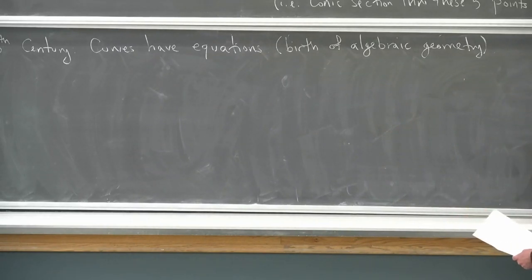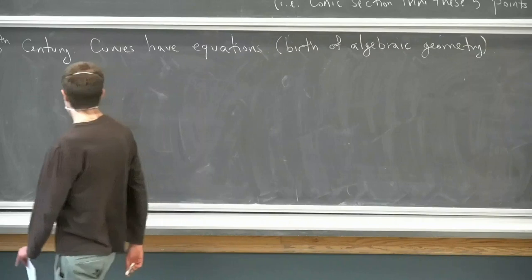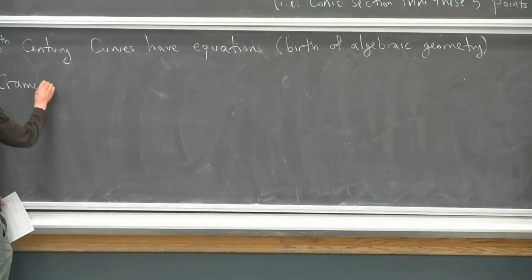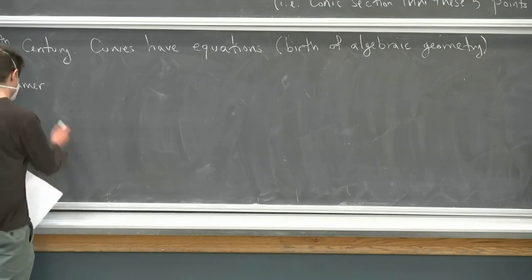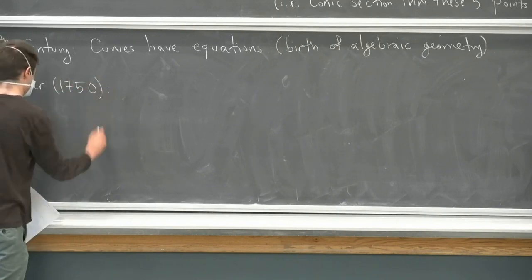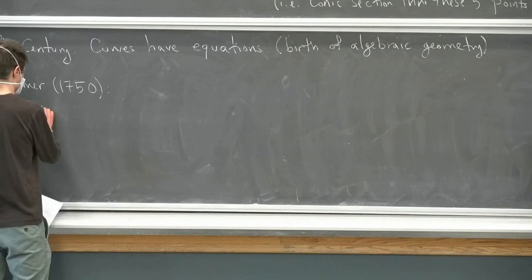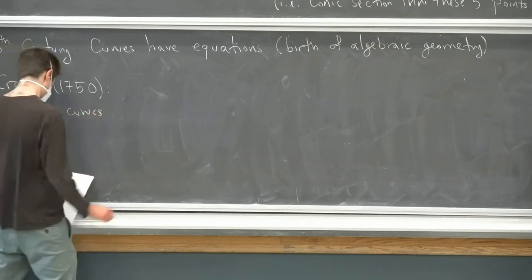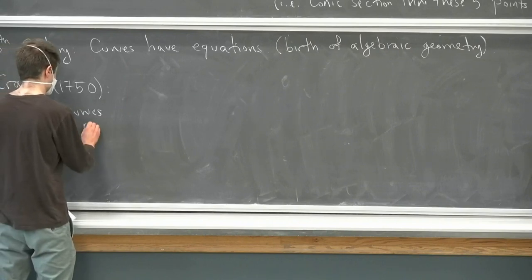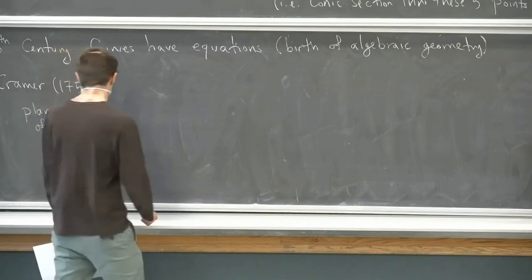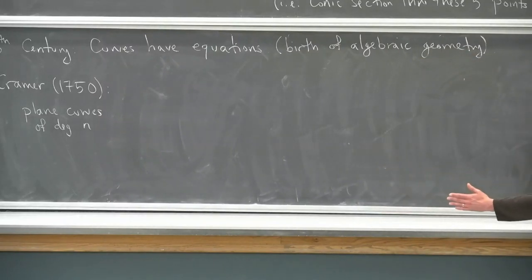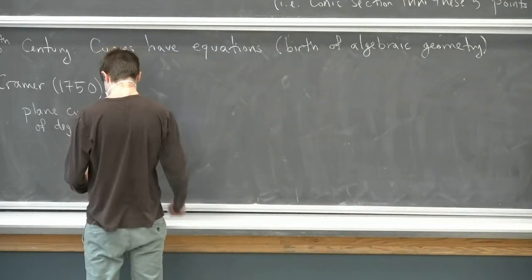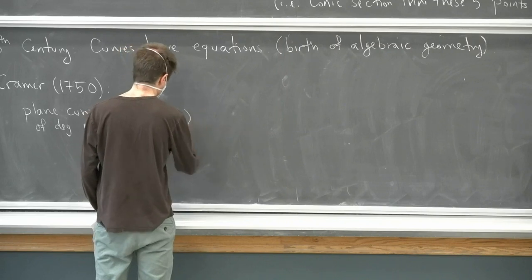And so a couple of results from this era. Well, there's a theorem of Cramer. This is the Cramer of Cramer's rule from linear algebra. In 1750, that plane curves of degree n. So by that I mean that this is a plane curve of degree 2. I just mean a polynomial in x and y where all the exponents add to at most n. Okay, so plane curves of degree n can pass through n(n+3)/2 points.